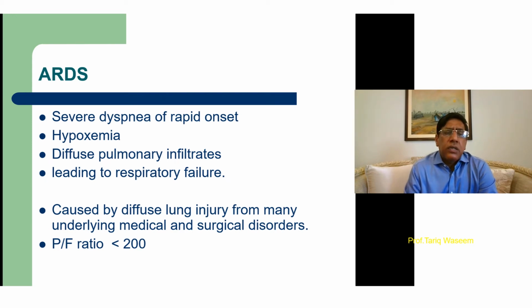What causes it? This ARDS is caused by diffuse lung injury. That's why we call it acute lung injury as well. The underlying cause can be direct lung diseases, but there can be non-lung diseases as well, which lead on to what we already talked about, a systemic inflammatory response syndrome, and this systemic inflammatory response syndrome has involved the lung as well. It can happen in some surgical settings as well, which we'll be talking about. And of course, there is a PF ratio of less than 200.